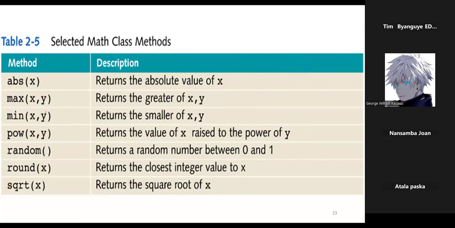The same applies to the max. Max returns the greatest of 2 given values. So if I give it 1 and 2, it will return 2. Min, it will return the smallest of 2 values. So if I gave it 4 and 6, it will return 4. Pow, or power, x y, is going to raise x to the power of y, meaning pow 2, 4 is the same as 2 to the power of 4. And then random is going to generate a random number between 0 and 1.